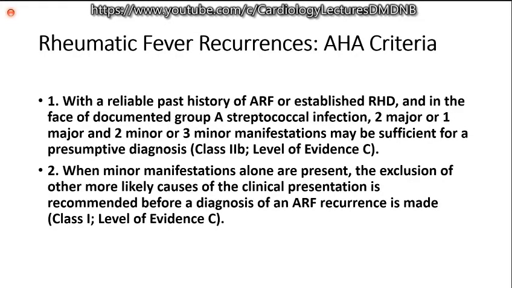So what is meant by rheumatic fever recurrence? According to AHA criteria, with a reliable past history of acute rheumatic fever or established rheumatic heart disease, and in the face of documented group A streptococcal infection, two major, or one major and two minor, or three minor manifestations may be sufficient for a presumptive diagnosis of recurrence of rheumatic fever. Two, when minor manifestations alone are present, the exclusion of other more likely causes of the clinical presentation is recommended before a diagnosis of an acute rheumatic fever recurrence is made.